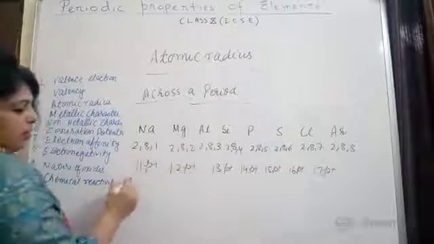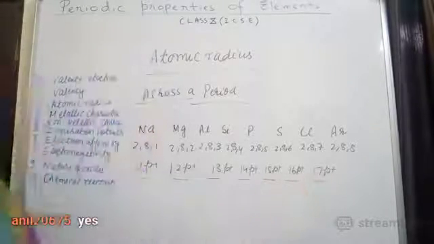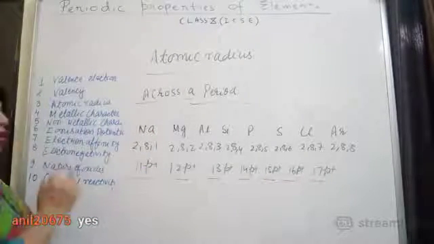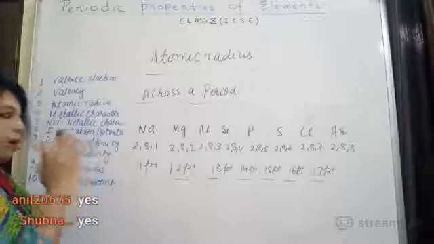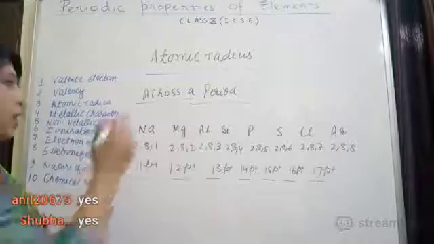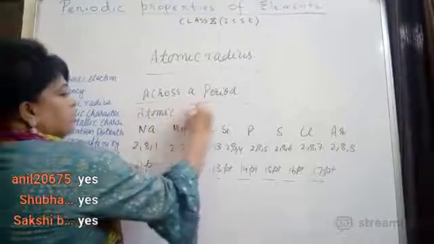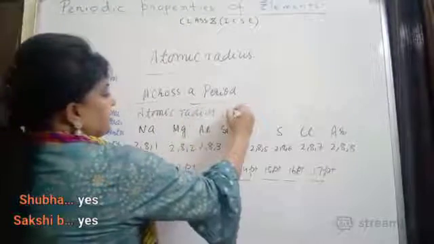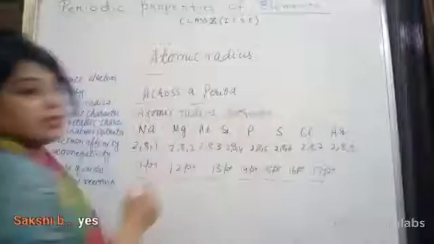So what is happening? Nuclear charge is increasing. Okay. So I have told you that when you move from left to right across a period, atomic radius decreases.